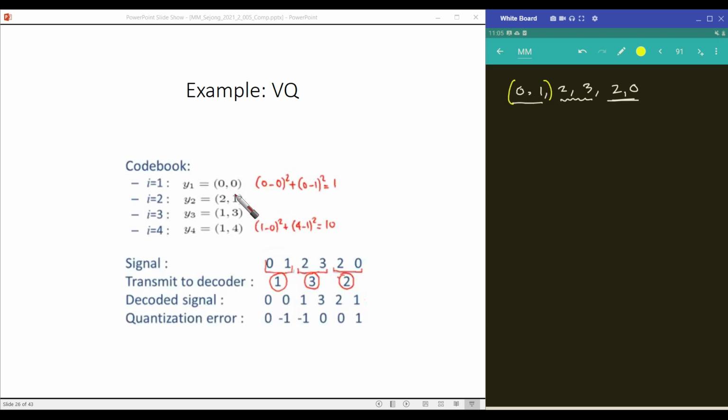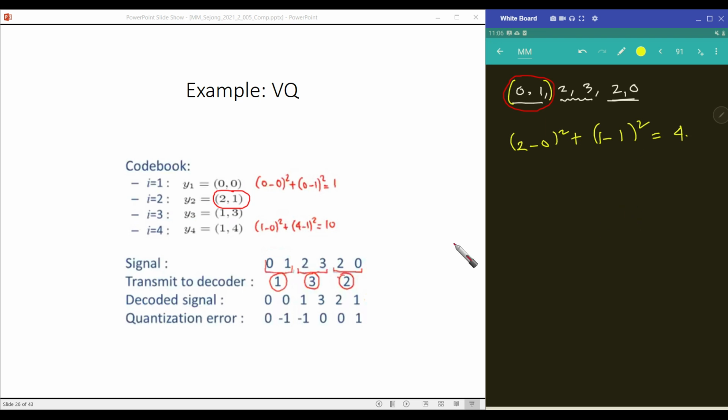Now what is the distance with this one, this 2 1 and this vector? This is also very simple to calculate. That is 2 minus 0 squared plus 1 minus 1 squared, right? We take the first sample, here 2 and here 0, so 2 minus 0, and the second is 1 and 1, so 1 minus 1. So this distance becomes 4.